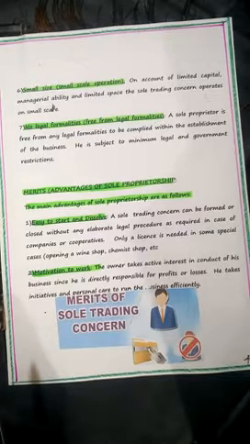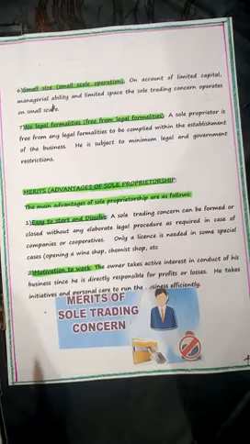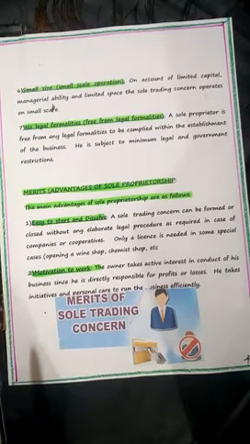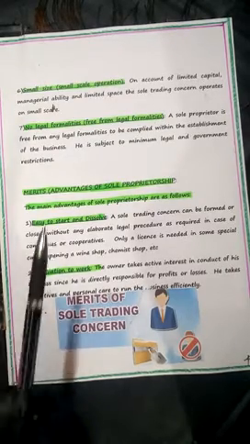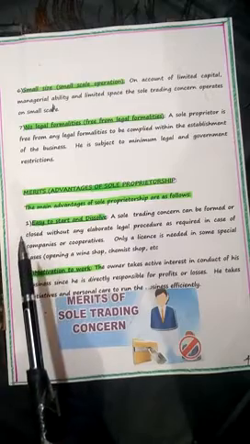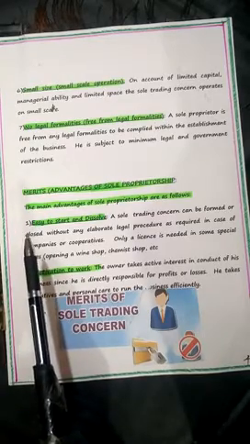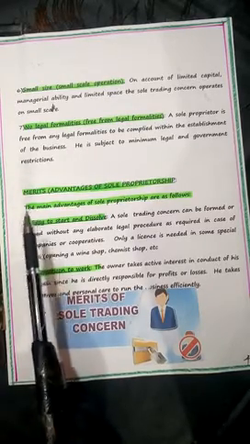Please note that children, there are about 9 which you should know. Very simple for you. At least 7 you should remember to write, children. 7 out of 9 will be helpful to you to get good marks. Merits and advantages of sole proprietorship.